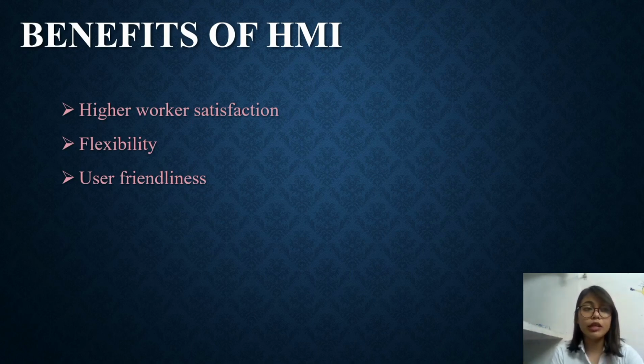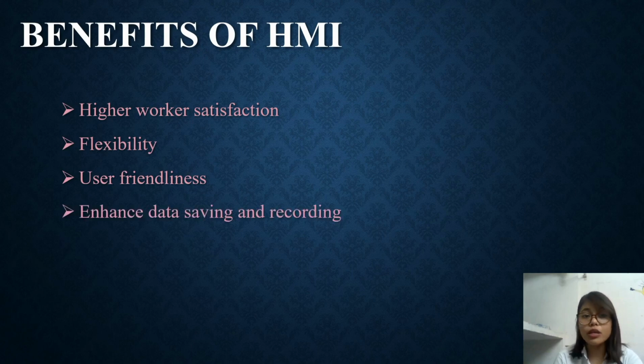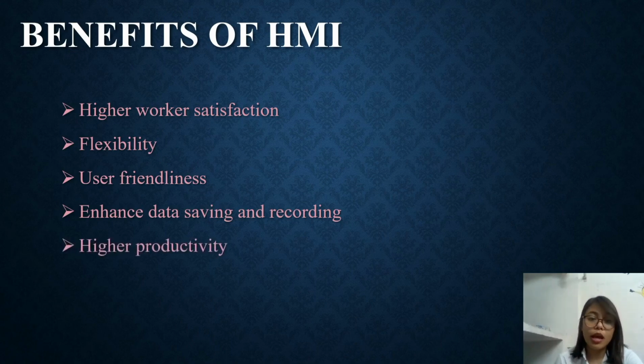This is because they are integrated with simple graphical interfaces to help in identifying and troubleshooting through instant recognition and automatic color coding. Next one is enhanced data saving and recording. HMI runs without data loss even with poor internet connectivity. Some advanced HMIs can store raw data for as many as 10 years and the data is easily accessible. So the next one is higher productivity. HMI improves efficiency in various production processes and hence a higher output.